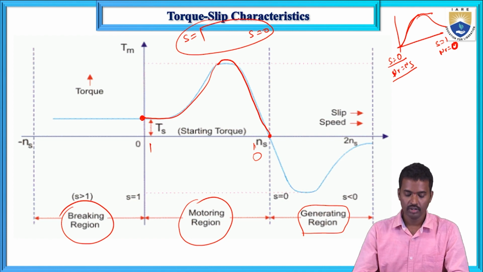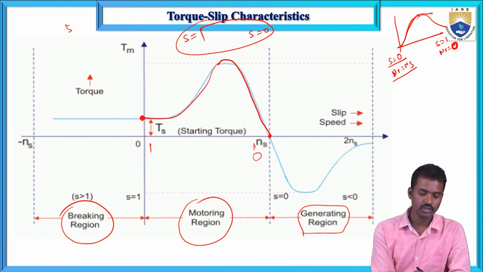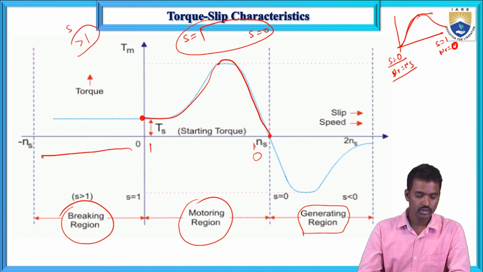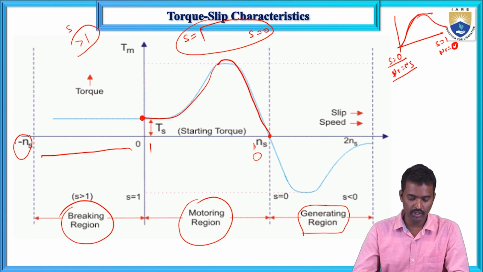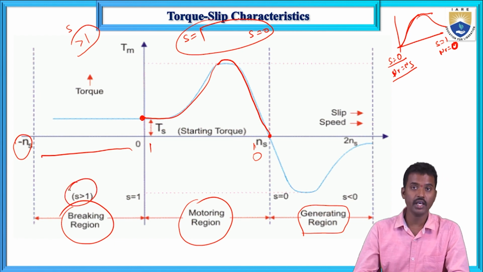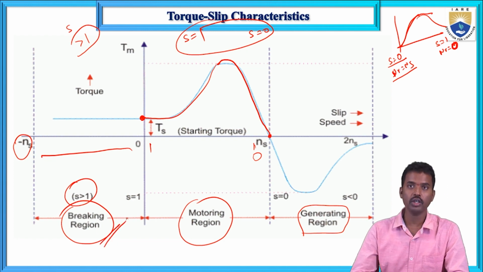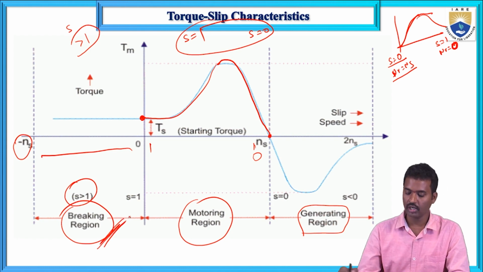And next, slip value is greater than 1. So if it is greater than 1, the speed is negative. Speed is negative means the rotor rotates in the reverse direction. So that is the motoring braking condition. The motor rotates in reverse direction. In that case, what will happen? We already discussed how the motor rotates.